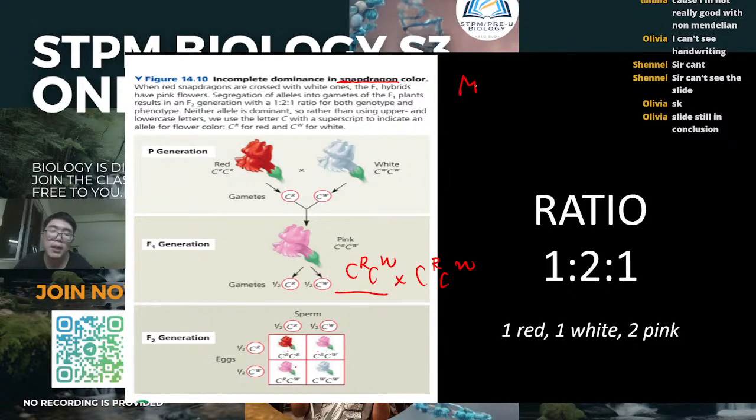If you follow Mendel, it will give you a 3 to 1 ratio. The 3 is about dominant. Maybe red color is dominant and white color is recessive, so you would get 3 red and 1 white. But unfortunately, in the real situation, the snapdragon flower color will not follow this. It will follow a 1 to 2 to 1 ratio: 1 red, 2 pink, and 1 white. So it is totally different from Mendel. I just repeat only, sorry about that.